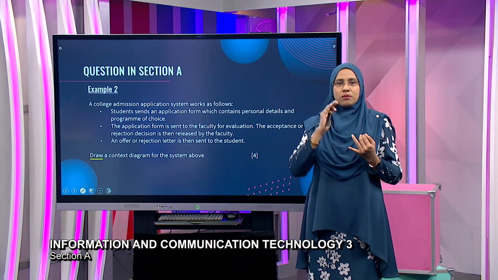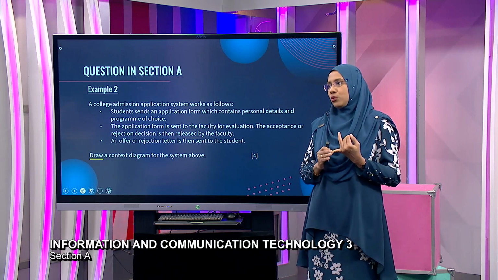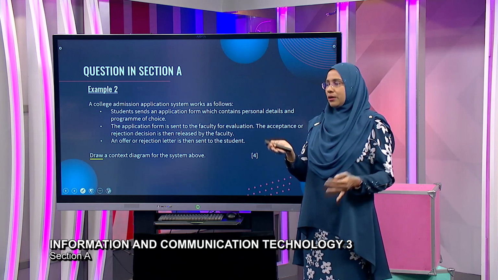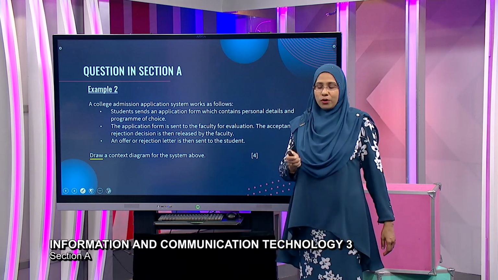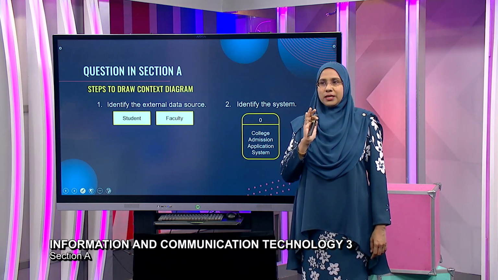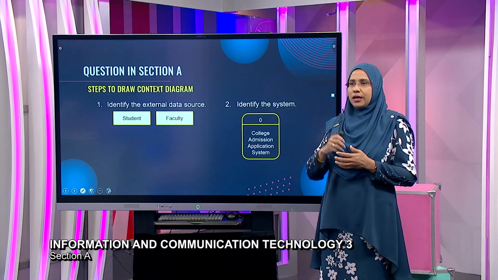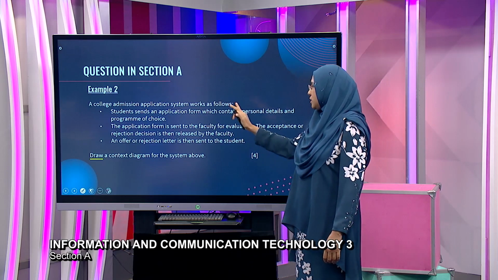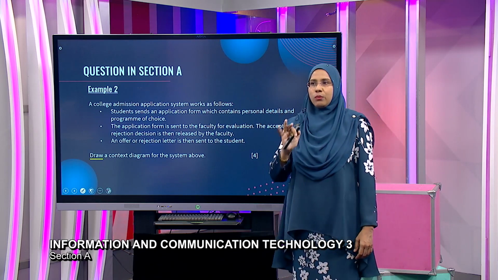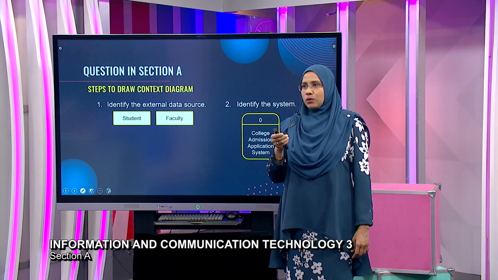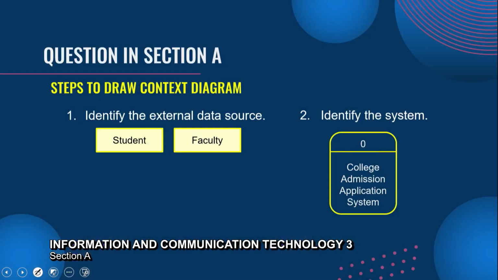First of all, students must know what a context diagram is. If they don't know, they cannot answer this. So I will guide you how to draw the context diagram. Marks given are 4. First, you must identify the data sources. In this question, one data source is the student because the student sends the application, and another data source is the faculty because the faculty will evaluate. After you identify the data sources, you identify the system. The symbol used for the system is like this, and you write the number 0 for the context diagram.